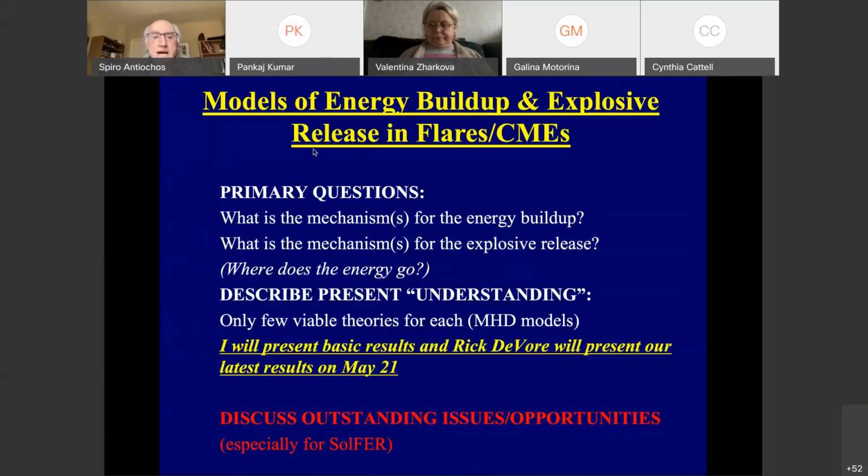So I'm going to be addressing two primary questions. What is the mechanism for the energy buildup? And what is the mechanism for the explosive energy release? Another very important question is, where does the energy go? I won't address that here, but that's critical for SULFUR.